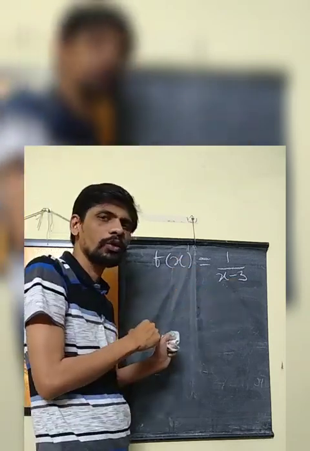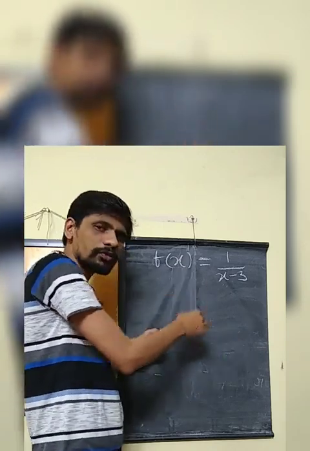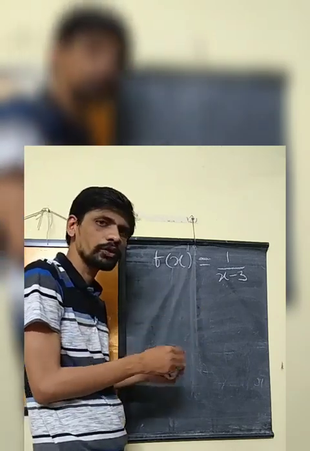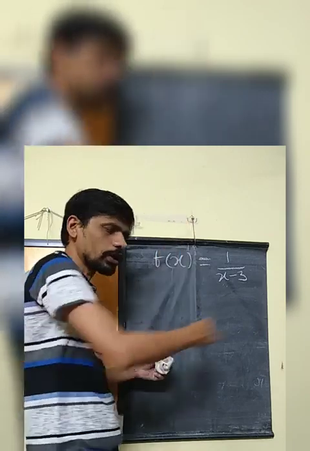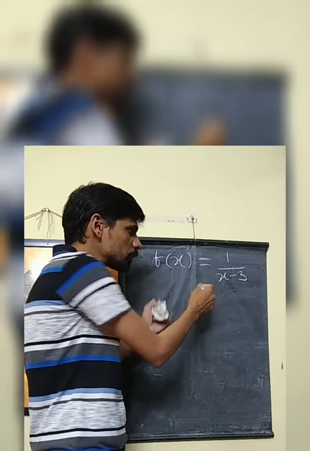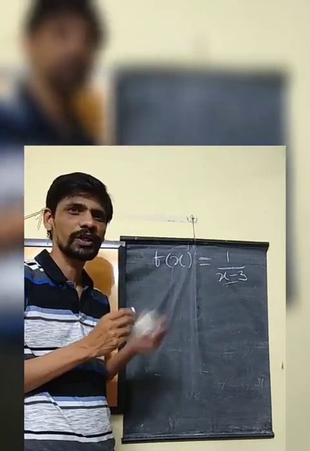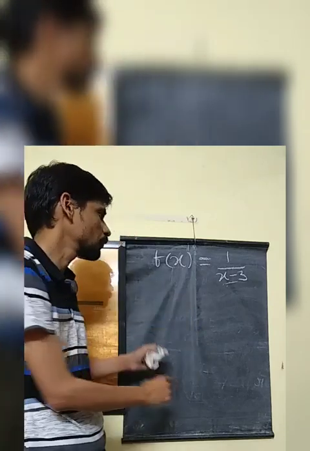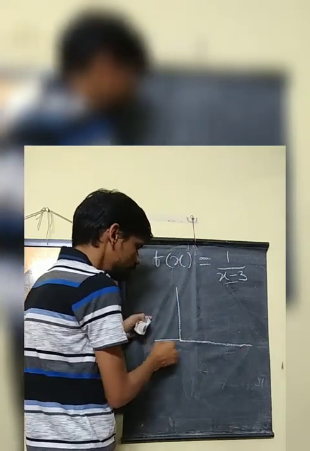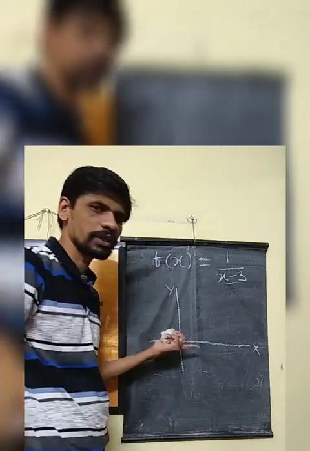Now the goal is to identify the horizontal and vertical asymptote lines. So we will find the two lines, the vertical line and the horizontal line. Those lines will be very near to this curve, but never touch this curve. That is what we are going to identify. As usual, first we will draw a graph. This is the x-axis, this is the y-axis, right? Everyone knows.